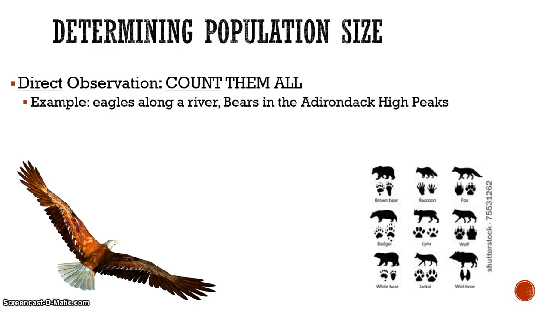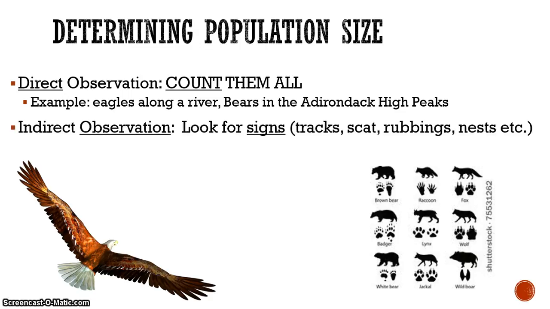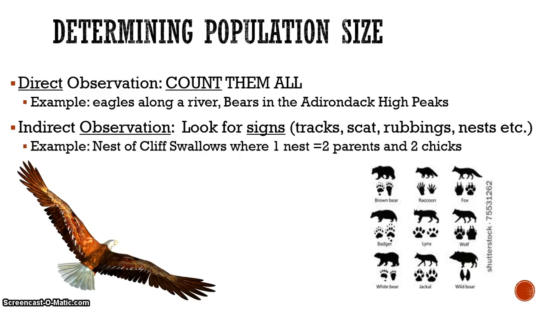And that works well if you're talking about a small area or a population that has low numbers, like the number of eagles along a river or the number of bears in the Adirondack High Peaks. You could try indirect observation, where you look for signs such as tracks, scats, rubbings, nests, etc. Now that's helpful if you're looking for an organism that might be hard to see, like cliff swallows. You can find their nests, and you can assume that each nest represents 2 parents and 2 chicks, so you could count the number of nests to figure out how many cliff swallows there were.